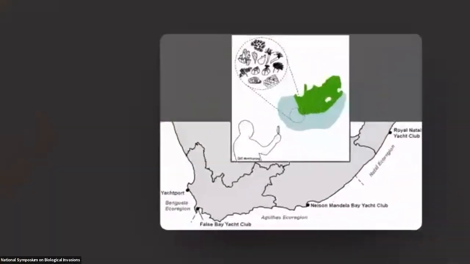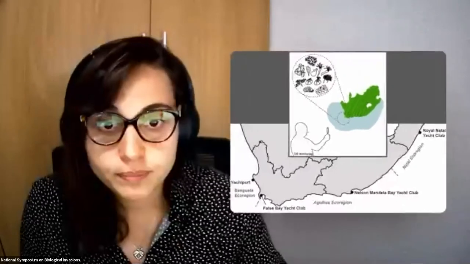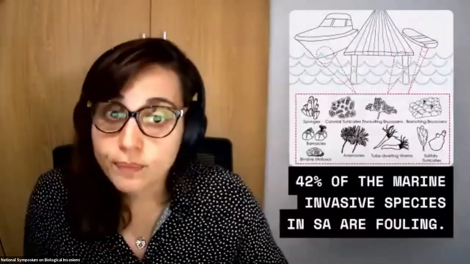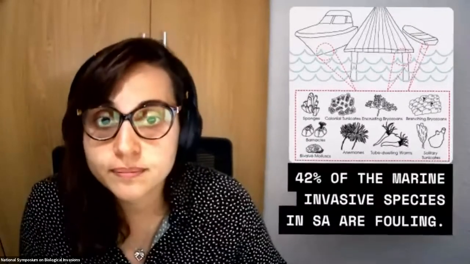That is why we tested a method for monitoring the introduction of marine fouling species in marinas, ports, and other vulnerable areas. Our trials were set in four different sites from Saldanha Bay to Durban. Why bother? Well, 42% of the marine invasive species in South Africa are fouling.